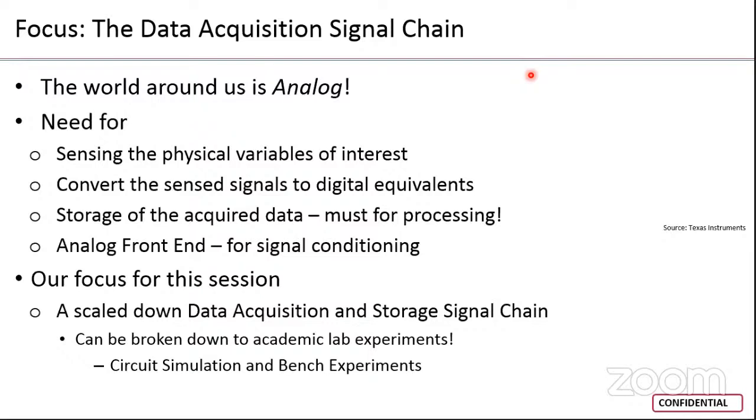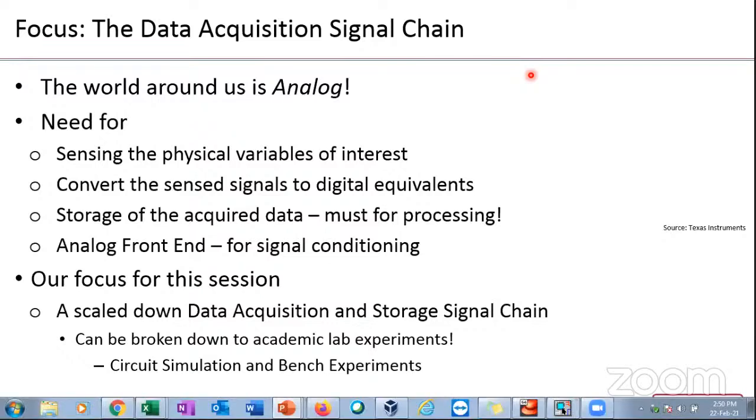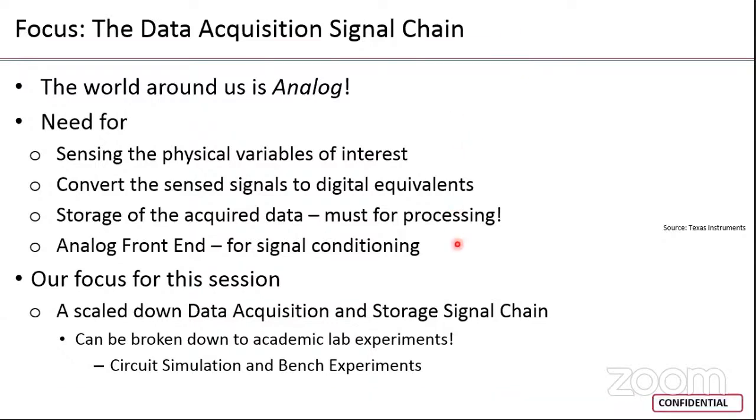But when it comes to the data acquisition system, we are going to check the front end processes for signal conditioning, and that is going to be the focus in this session. A scaled down data acquisition and storage chain is what we are going to check out, and you are going to split each and every block into separate academic lab experiments that can be done. At each and every level, what you have to do is first build a block, check which block you are going to use for the application, then identify it as a black box, and then check what all needs to be included in that black box.